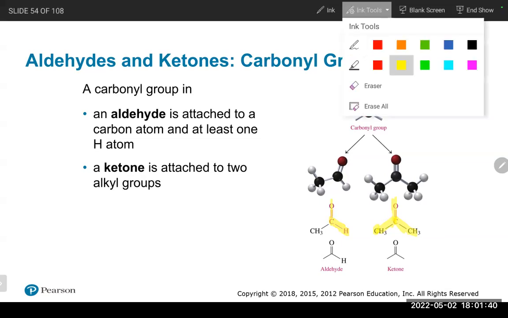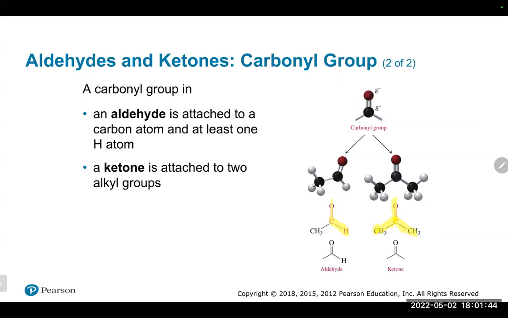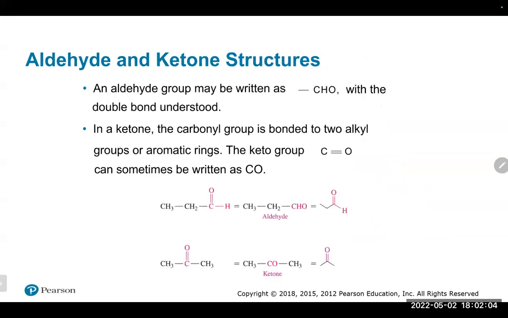The way we go about naming these guys is a little bit different for each of these, but not too bad. They are also going to be based off of obviously the first 10 alkanes, as we've been talking about with all these other organic groups. The goal here is obviously to count the longest carbon chain that has the carbon oxygen double bond as part of it.